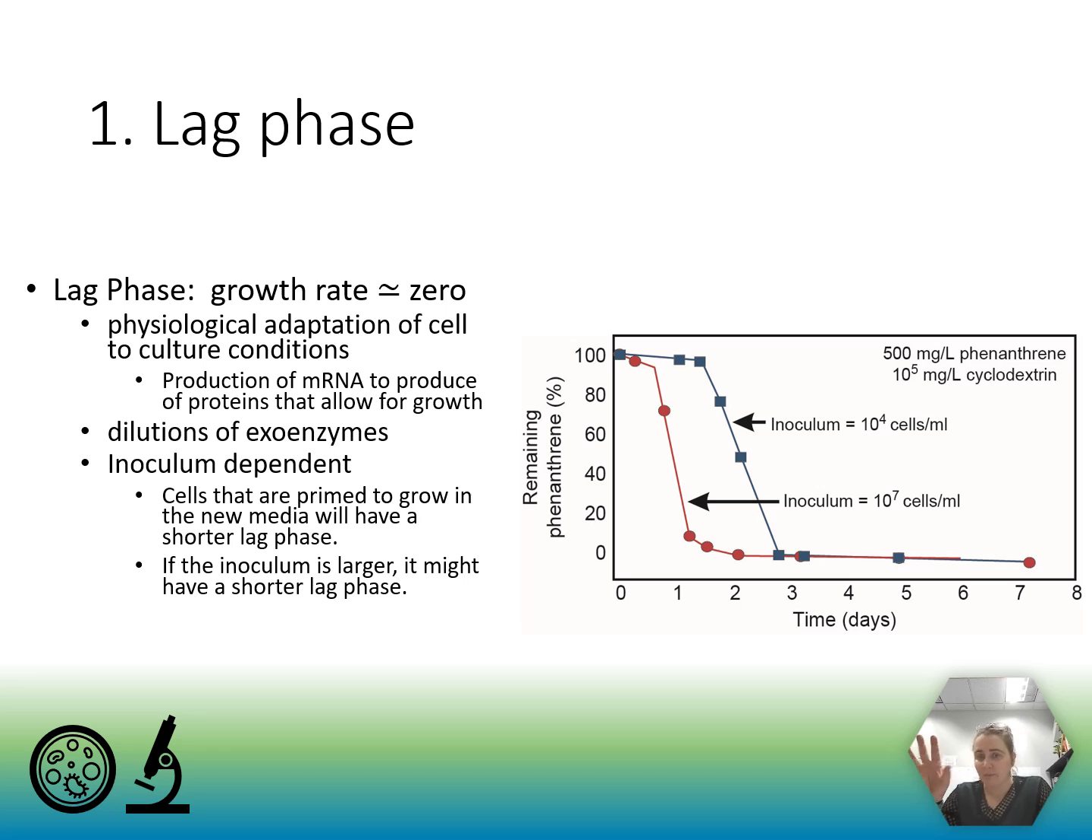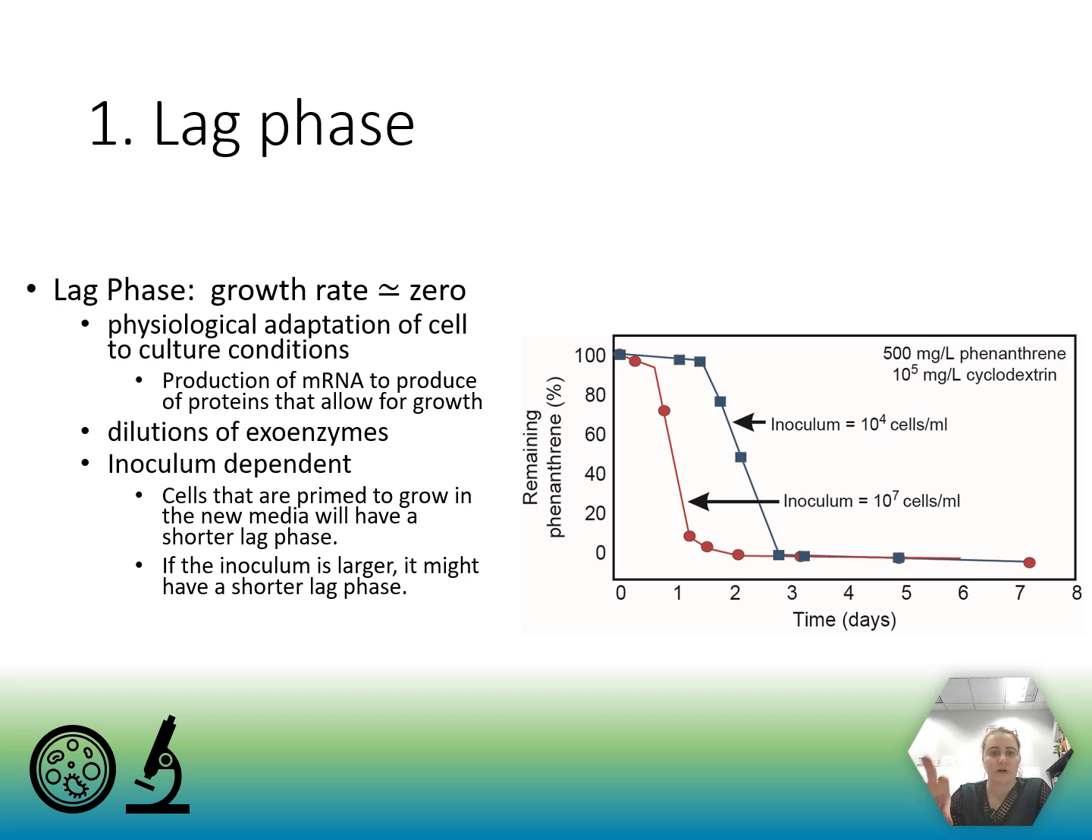The conditions are probably pretty good if we're growing in culture, and the cell has adapted to the fact that it has conditions for growth. So then the cell response will be that it starts to move that messenger RNA and proteins to the ribosomes to start producing what's needed for that growth metabolism. Generally, they also try to dilute any exoenzymes that are outside of the cell. And how fast that lag phase is, is inoculum dependent. So it's dependent on how the cell was added to the culture and how the cell was cultured itself.